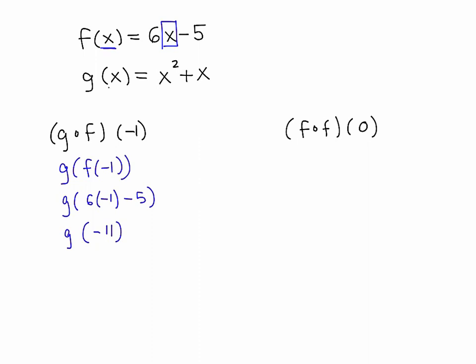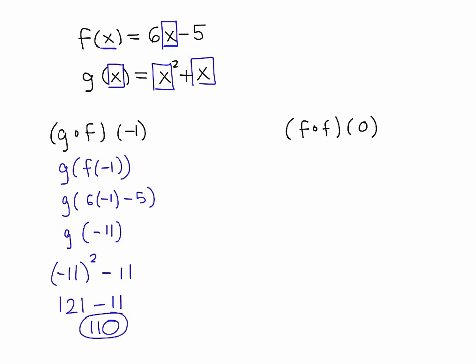For all of the x values, we're going to replace that with negative 11. So we have negative 11 squared minus 11. That's 121 minus 11, which returns the value of 110.